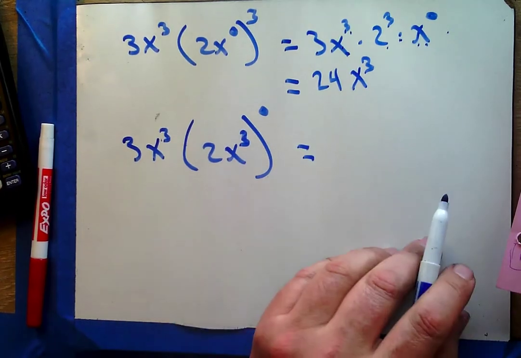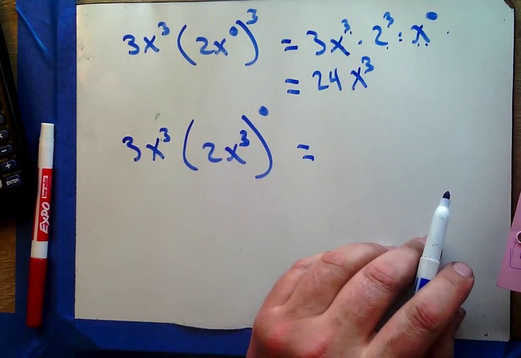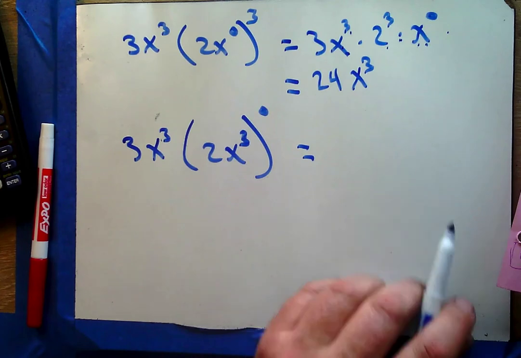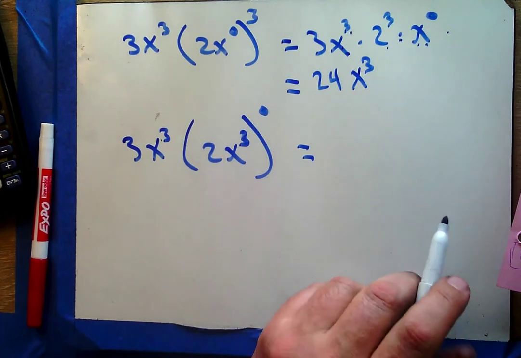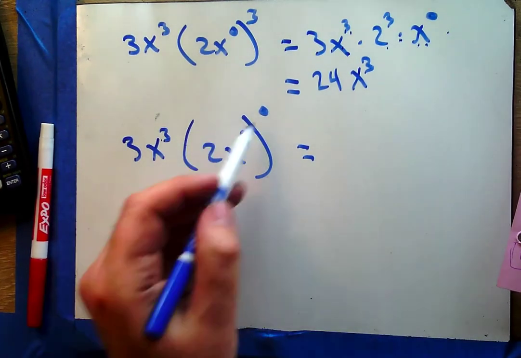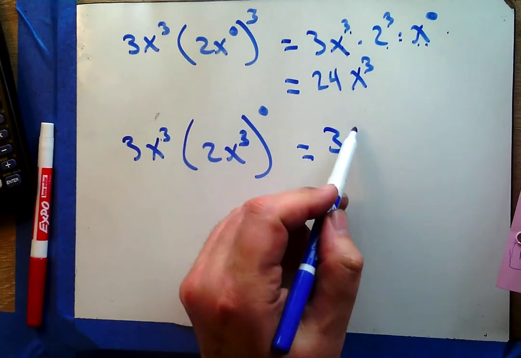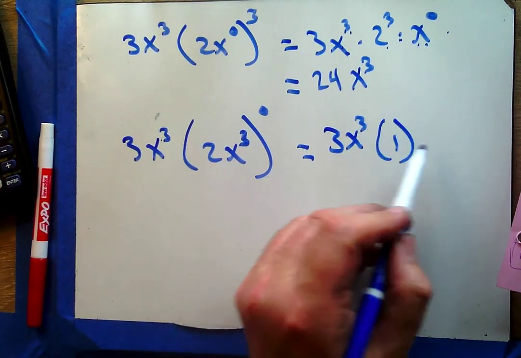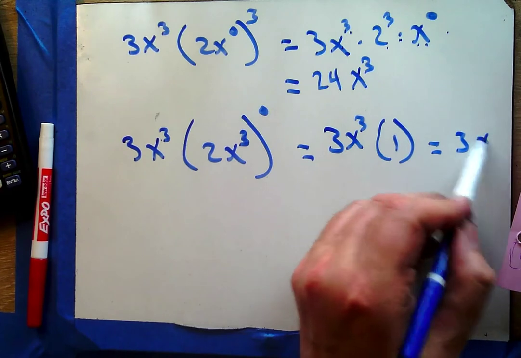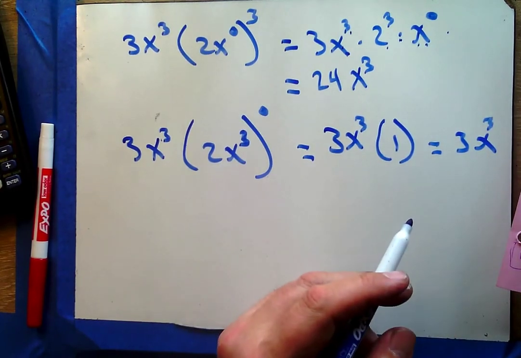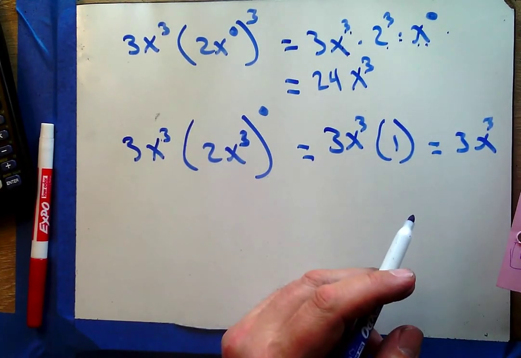5, 4, 3, 2, 1. Okay, so all of this stuff raised to the 0 power, we're saying, is 1. And 1 times this stuff is just that stuff. Okay? All right. What's next?